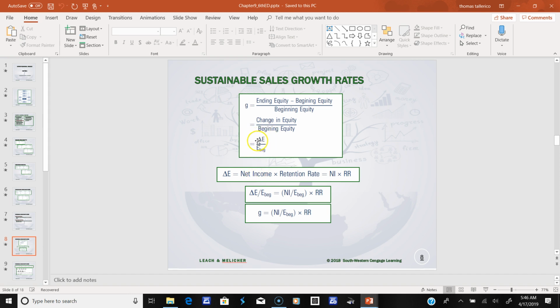Now they tell you, if you remember, the change in equity is net income times a retention rate, right? How much of the equity you're keeping in-house. They just show it as NI times RR, all right? Same thing. So delta E over E big is equal to NI times RR over E big. They just replaced delta E with this expression, and they solve this and end up with your change in equity over your beginning equity, again, being G. So your growth rate is equal to NI over E big times your retention ratio. You can see this is really just one equation written many different ways, depending on what information you're given.